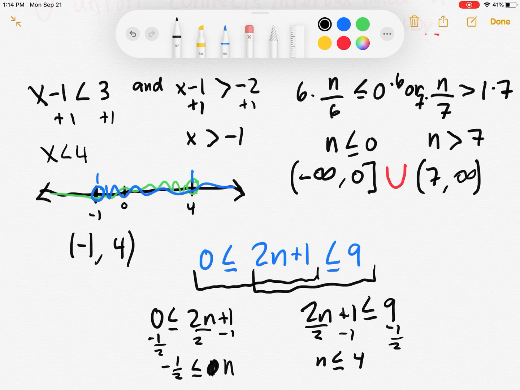Notice we're looking for numbers that are bigger than negative 1/2 but smaller than 4. Well, it's probably going to look something very similar to our and problem over here. We're going to end up with negative 1/2 as our small endpoint and 4 as our big endpoint. And they're both included because they're or equal to. So we can go ahead and wrap it up.